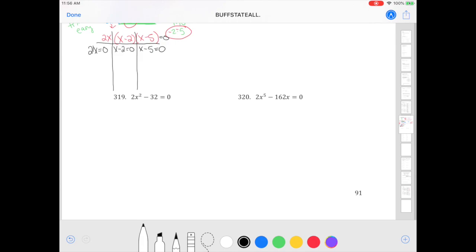So to solve this first one, to get x by itself, I need to get rid of that 2 that's being multiplied to it. To undo multiplication, I divide, and 0 divided by 2 is 0. So one of my answers is 0. X minus 2 equals 0 means I'm going to add the 2 to both sides to get x by itself. And I get an answer of x equals 2. And then to undo this minus 5, I'm going to add 5 to both sides, and I get an answer of x equals 5.